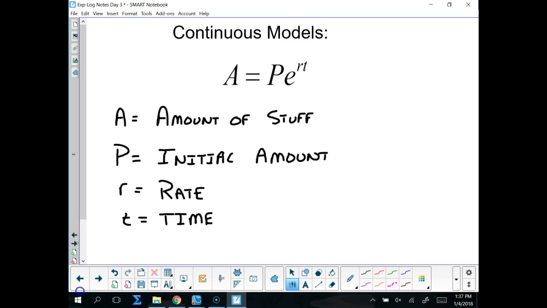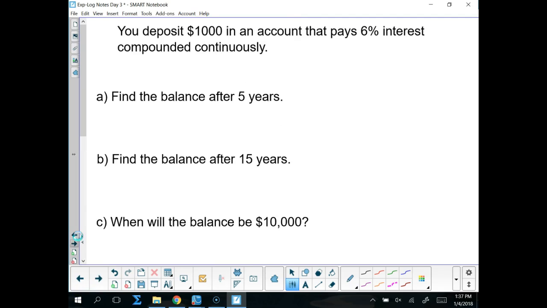All right? So, you deposit $1,000 in an account that pays you 6% interest compounded continuously. As soon as you see that word continuous, you're automatically thinking PERT. If it said compounded quarterly, then you're going back to that other one, the compound interest one. If it says continuous, think PERT. So this is an A equals PERT formula.